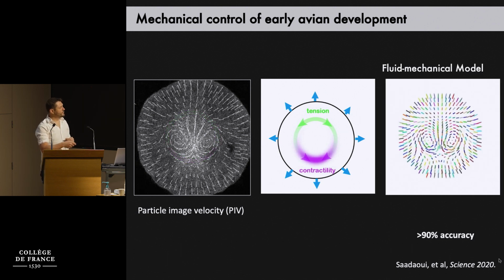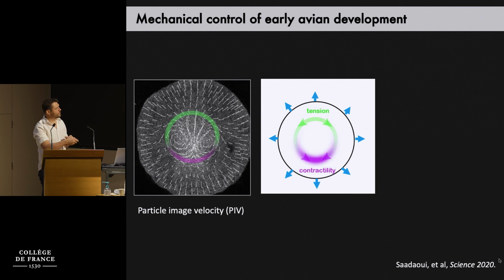So when Francis put in these forces, I forgot to say, the reason why you get the flows here is because the actomyosin ring contracts at the posterior while it extends at the anterior, and that's what generates the vortexes.